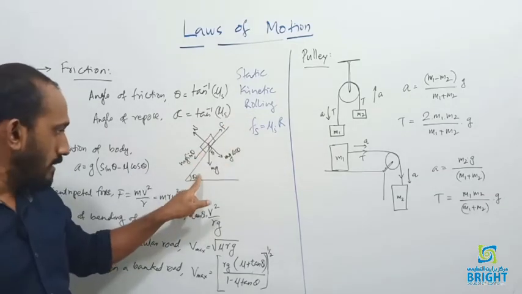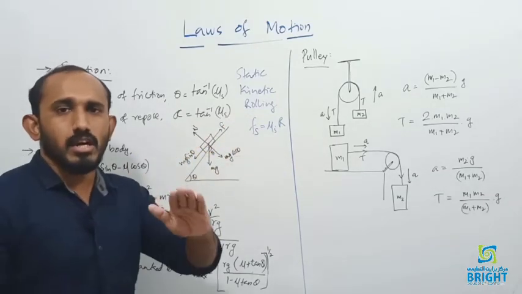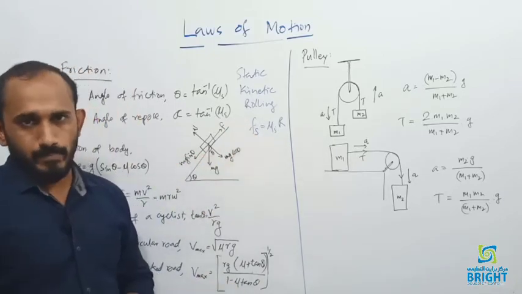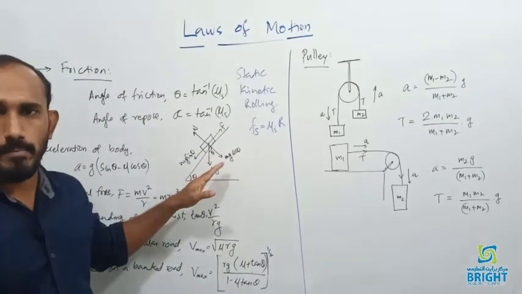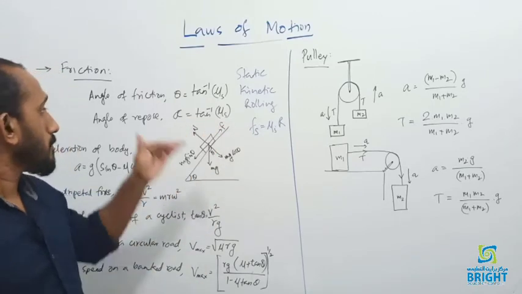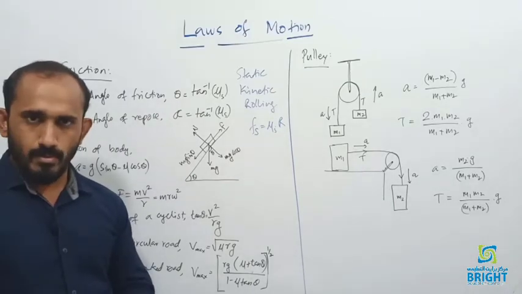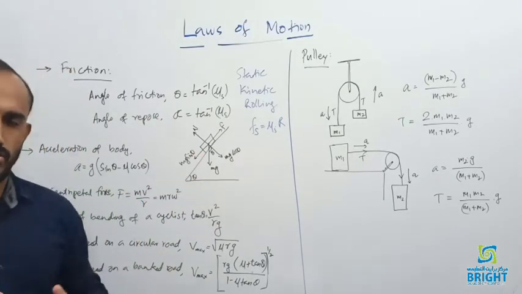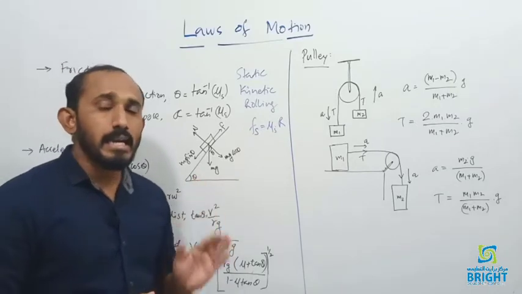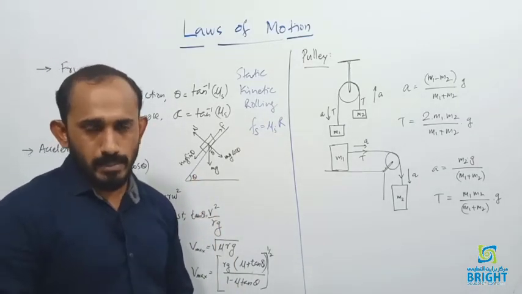It is the angle of an inclined plane when a body just starts to slide over the plane. The angle made by the inclined plane is called the angle of repose, given by tan inverse mu s. Numerically, both are equal. Angle of friction is equal to angle of repose. Now, in this friction concept, the inclined plane has a crucial role. In numerical questions, you can expect it.